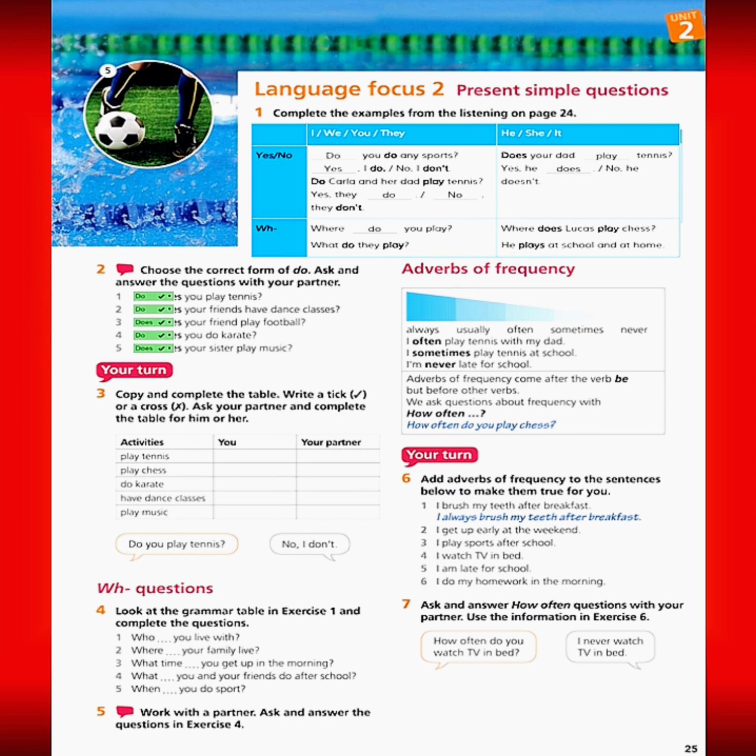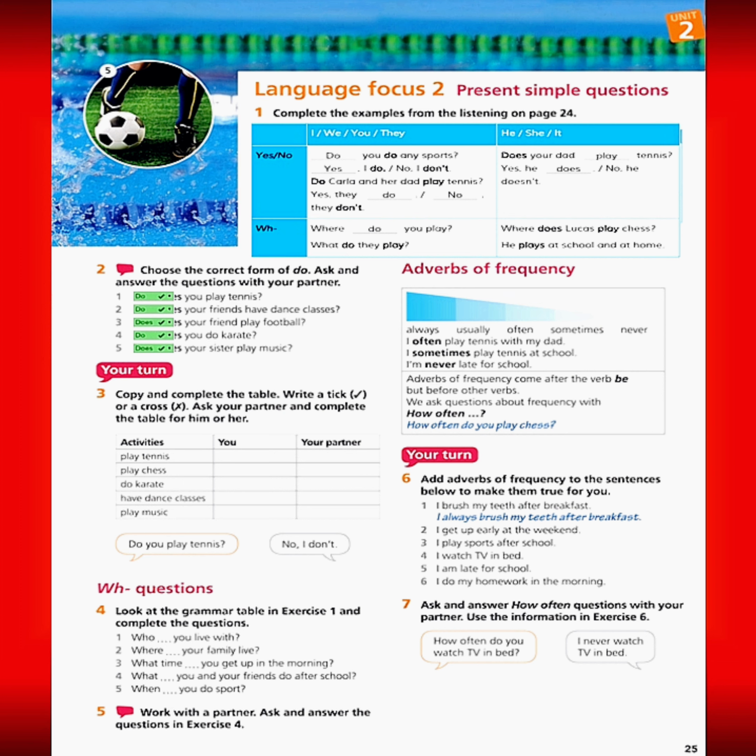Section 4. WH questions. Look at the grammar table in exercise 1 and complete the questions. Go ahead and complete this page in your notebooks. Exercise 2 through 7. Section 4. Go ahead and do in your notebooks and then do the corrections.